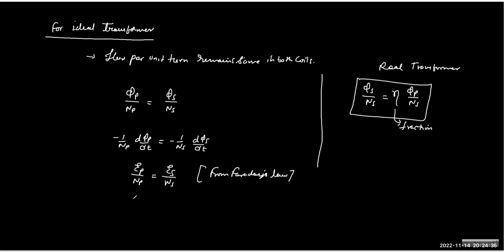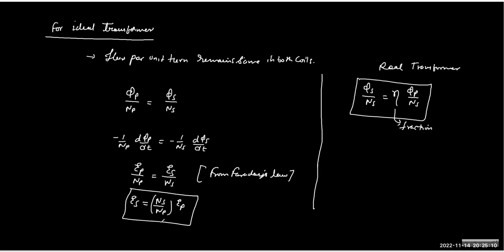Okay, so therefore the secondary EMF under no loss condition. In case of real, we don't write E, we write V actually, because you don't get EMF, you get the potential difference, because there is some resistance to the wire itself. So things will be real, slightly different from things in ideal case. So we write E secondary equals to N secondary upon N primary into E primary.